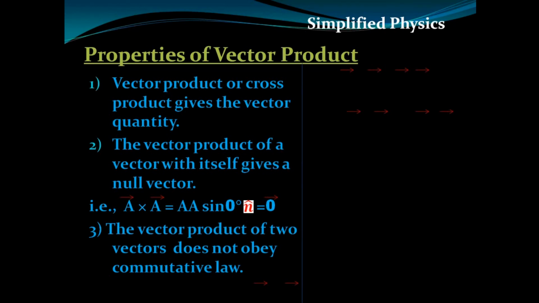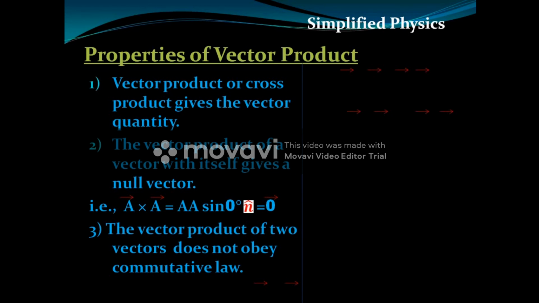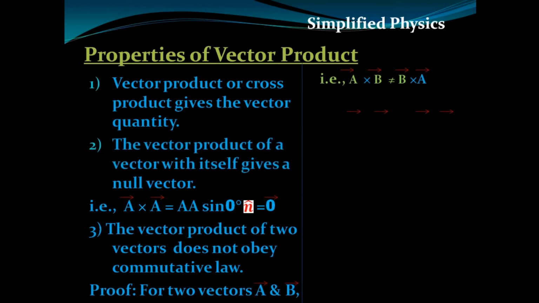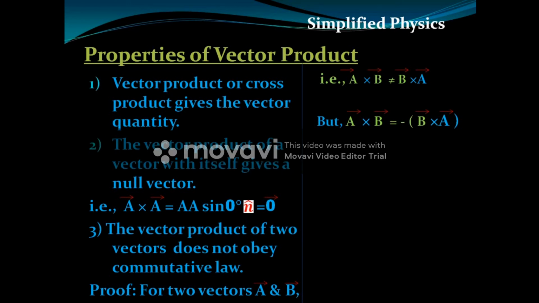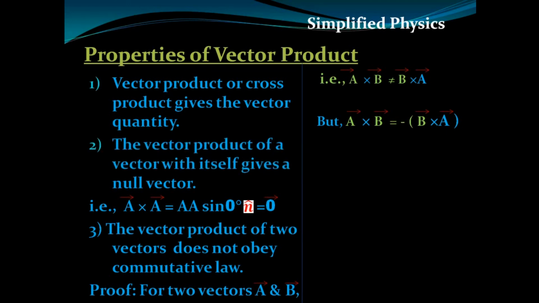And vector product does not obey the commutative law. In case of the scalar product, it obeys. For vectors a and b, a vector cross b vector is not equal to b vector cross a vector, but a vector cross b vector equals minus b vector cross a vector. That means they have exactly opposite direction. A cross b is the negative of b cross a, we can say.